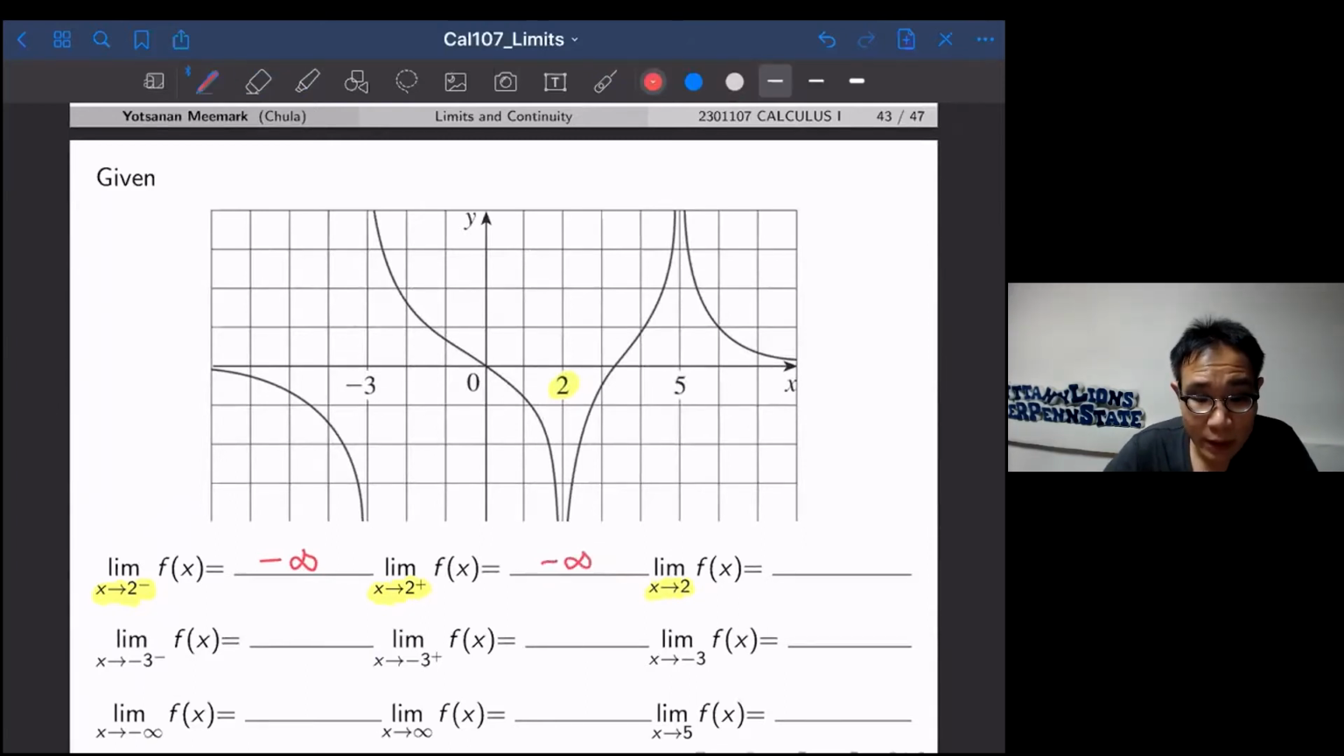And you have the limit as x goes to 2 of f(x). You see that both of them approach in the same direction in this case, so it's going to be negative infinity.